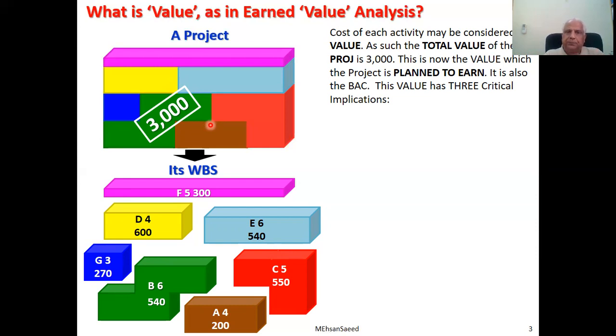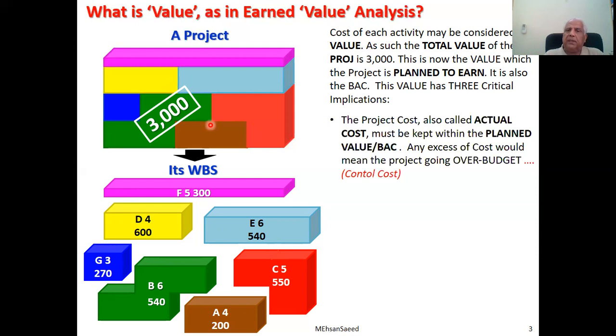What does that mean? Well, to start with, when we consider 3,000 to be the cost of the project, that means we have to stay within this cost. This is the money given to us. This is the budget given to us. And we have to complete the project within this cost. If we spend more, we will go over budget. And of course, we ensure this through the process of control cost, which we did last week.